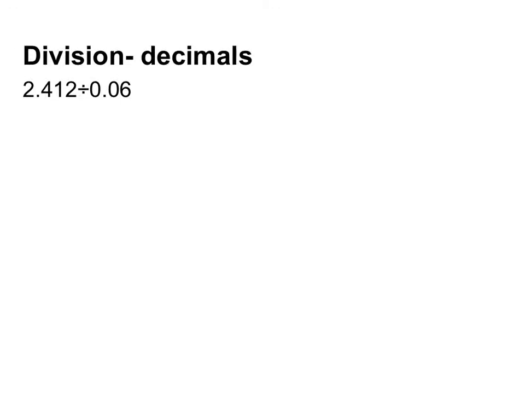So what about a number like this? So here we have 2 and 412 thousandths divided by 6 hundredths. Now, in this particular model, we're not going to want to use area because in this first number, we're going past the hundredths place, which is going to be problematic for us.